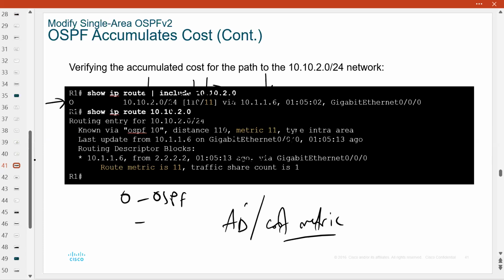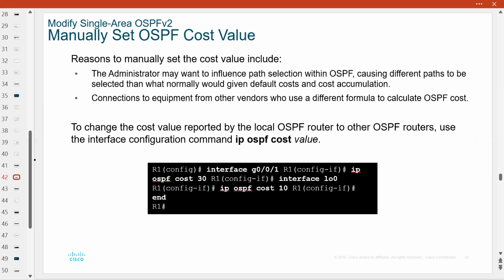That is learning. Right. Manually set the OSPF cost value. Reasons for manually setting that value: the administrator may want to influence the path selection. We know that. Number two, connections to equipment from other vendors who use different formulas to calculate OSPF cost. Right. So we have those two reasons where we want to manually configure the cost.